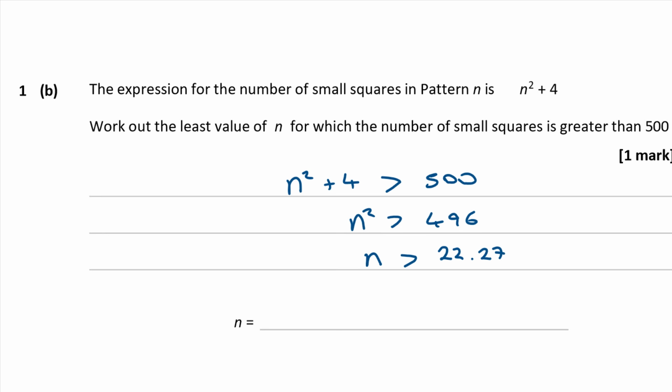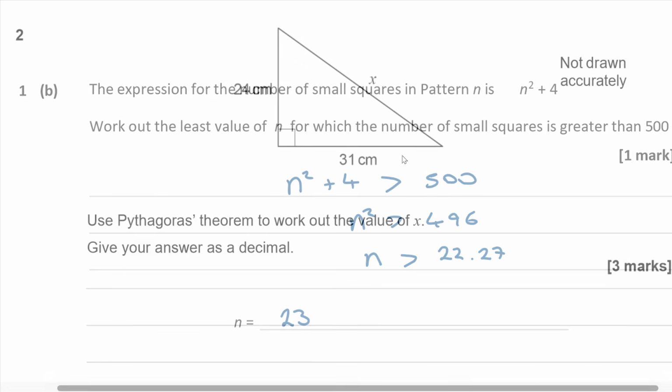Well, the next whole number, because n needs to be a whole number, remember it's the pattern number, so the next value of n it could be is 23. So when n is 23, it's going to be 23 squared plus 4, which is going to be slightly larger than 500.